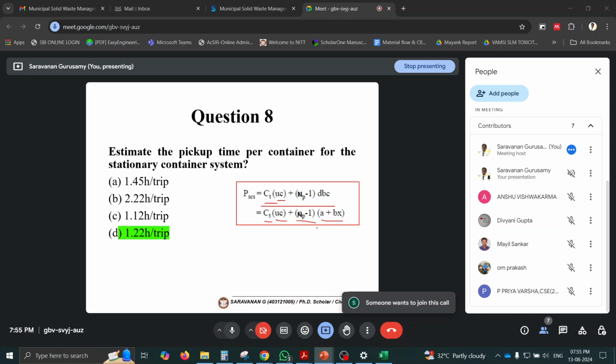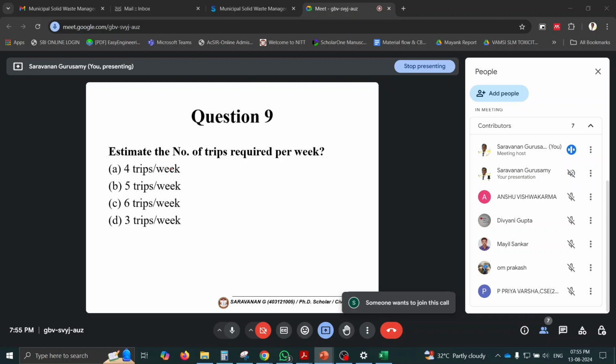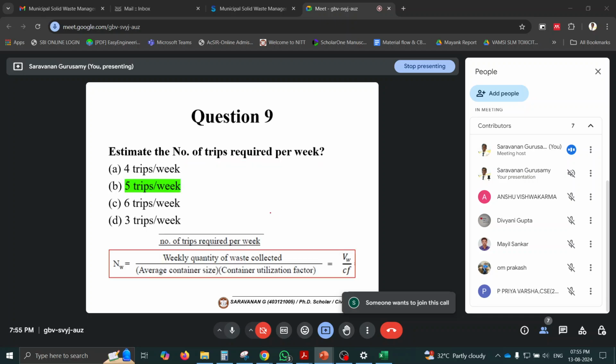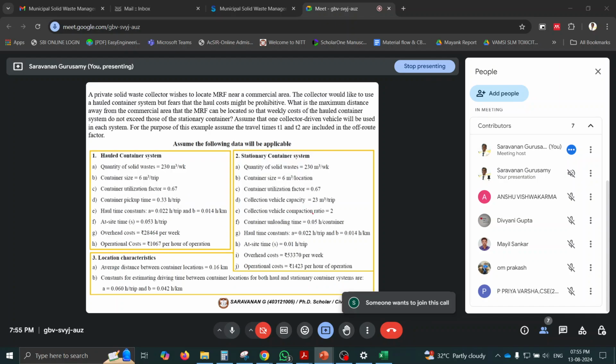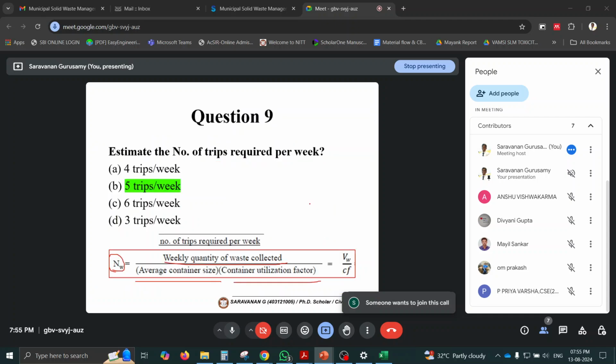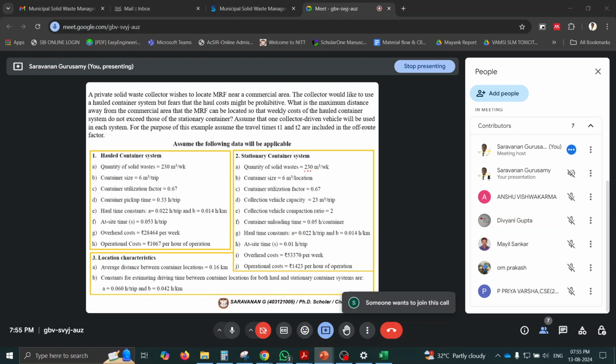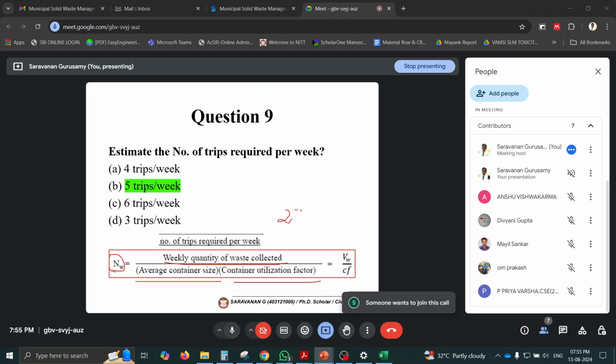Yeah. So the same question they are asking, number of trips required per week. For number of trips required per week, the formula is NW. How much quantity we are getting, by container size and container utilization factor, simply we will get. So the answer, the question it's given. Weekly quantity of waste collected is 230 meter cube per week, directly given.